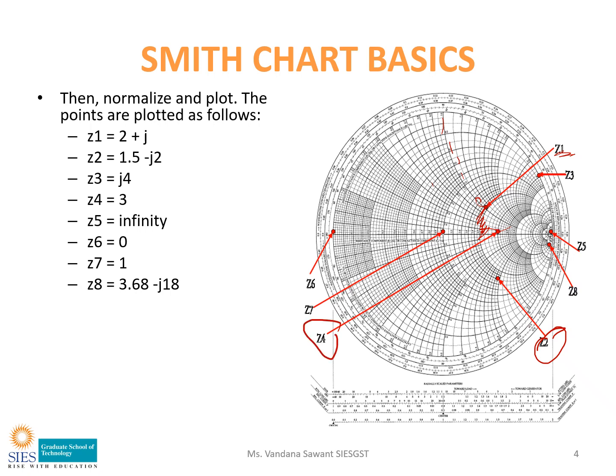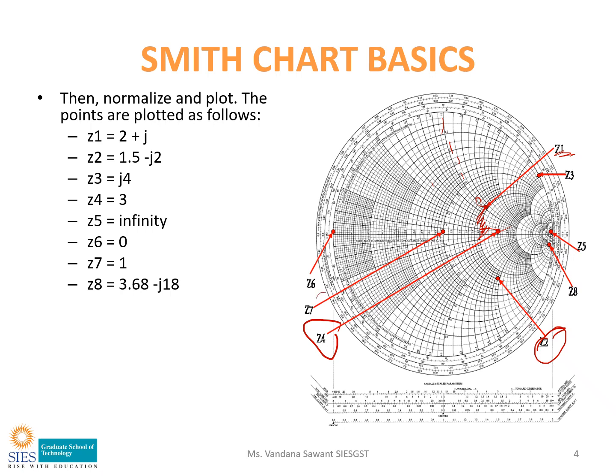Then similarly Z5 is infinity. So where is the infinity? This point is infinity, so the end point will be Z5. Z6 is 0. 0 is the start point on the horizontal line. Similarly Z7 is equal to 1. There is no Jx value. So this will be 1, the center point of the graph.